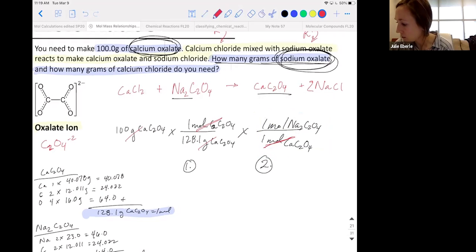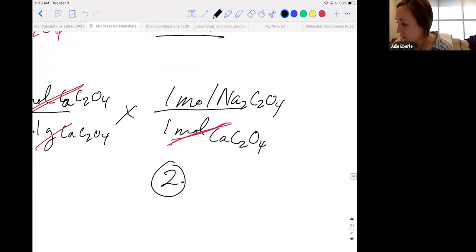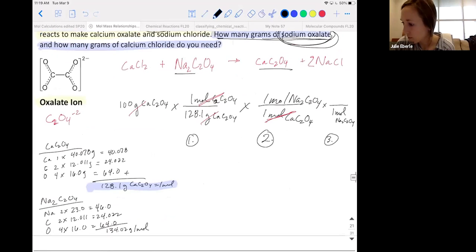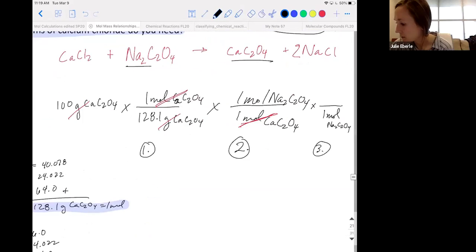I'm running out of room here, but we've got to put the molar mass in the last step. I'll zoom back out in a second. Is this bad to squeeze it all in? Molar mass, step number 3, of sodium oxalate. So for every 1 mole of the sodium oxalate, it was how many grams? We had it right down here. 134.02 grams. Zoom back in.